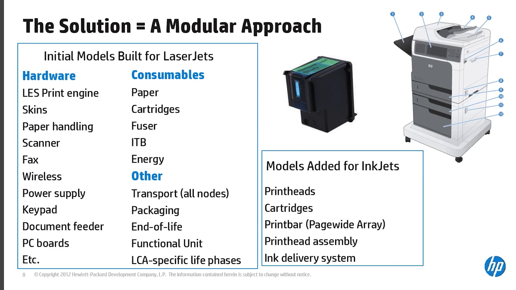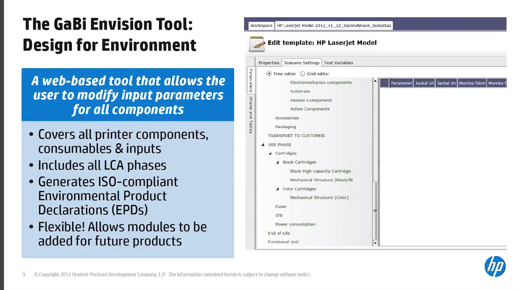You can see that we started with laser jets as the first ones and all the different things that go into that, and then realized once we had done it that we're pretty close to being able to do it for most any of HP's imaging devices. So we took that model and added to it specific things that are unique to inkjet, the cartridges and print heads and so forth that go there, and created sort of a grand model that can be used to generate these LCAs. I'm not going to show you too much about that model, but it's basically a web-based tool.